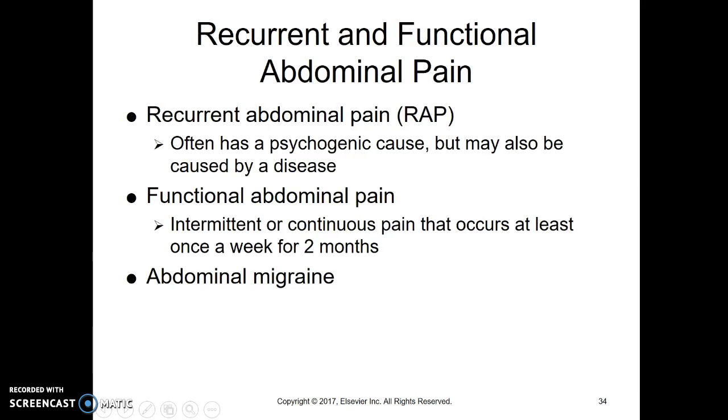Okay, recurrent and functional abdominal pain. The book talks about this, that sometimes we don't know what is going on. This is a kid who can have intermittent or continuous pain. It's got to be at least once a week for 2 months. So this is kind of a long-term thing.